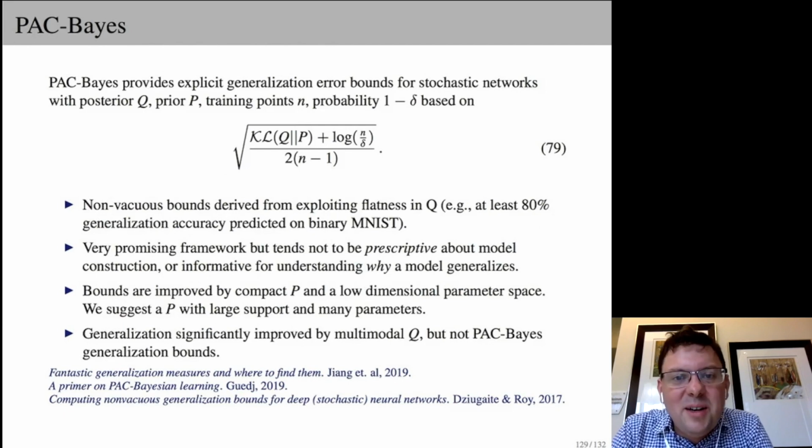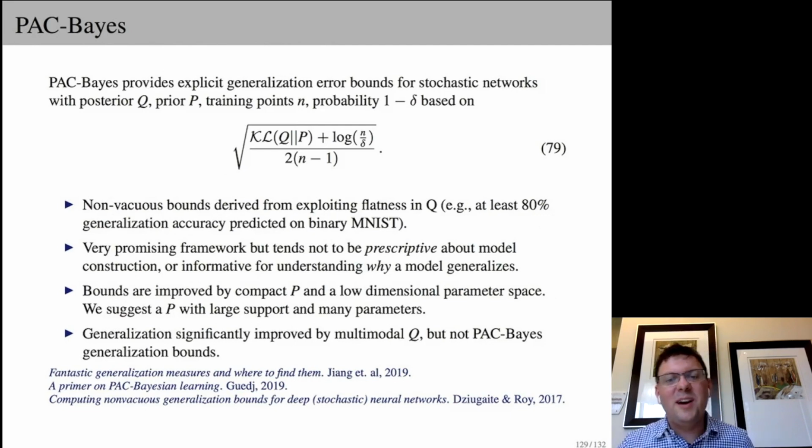PAC Bayes has been a very exciting approach for deriving explicit generalization error bounds in stochastic networks with posteriors Q, prior P, training points N. The PAC Bayes generalization error bounds are based on this term in equation 79, and recently people have derived non-vacuous bounds exploiting flatness in Q with at least 80% generalization accuracy predicted on binary MNIST. So this is very exciting. It's a promising framework, but it tends not to be prescriptive about model construction or informative for understanding why a model generalizes. So in a sense, it's very complementary to what we've been describing so far in this tutorial.